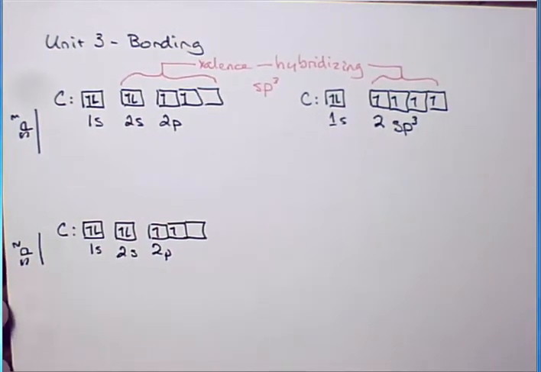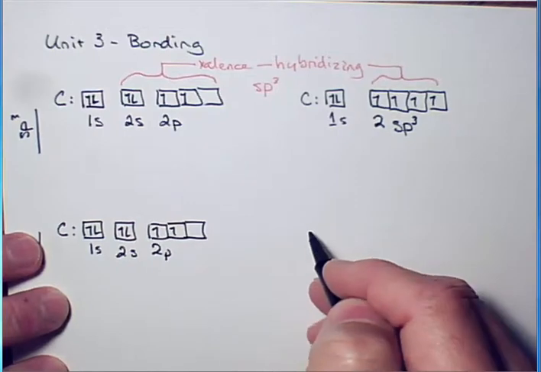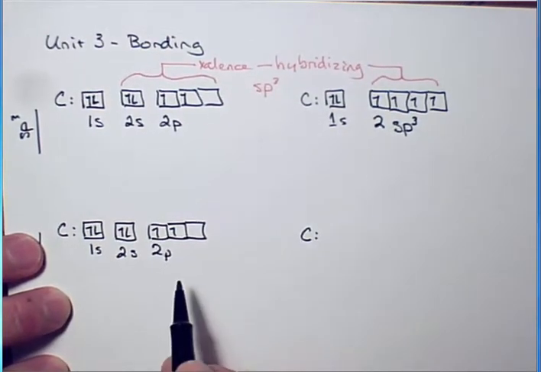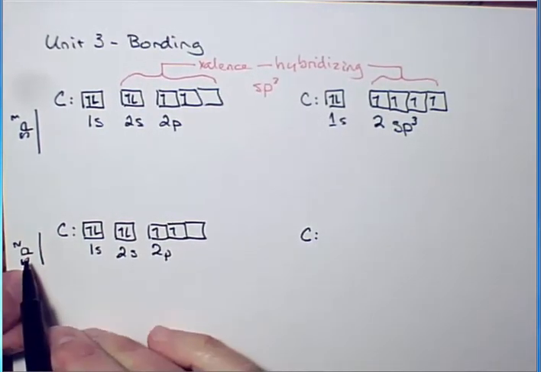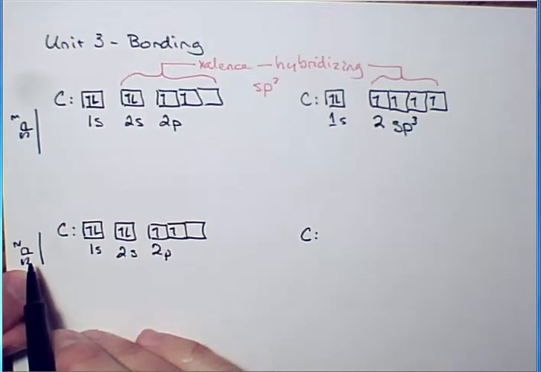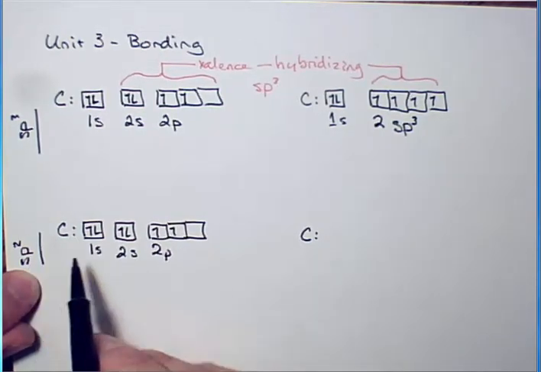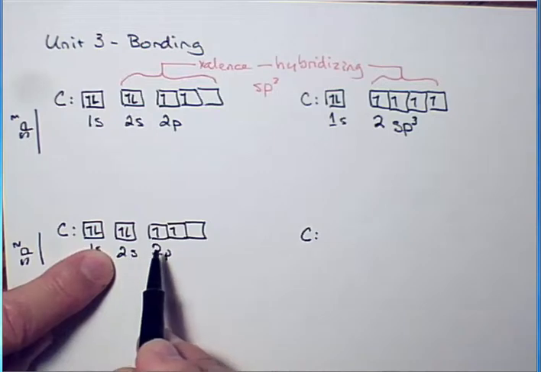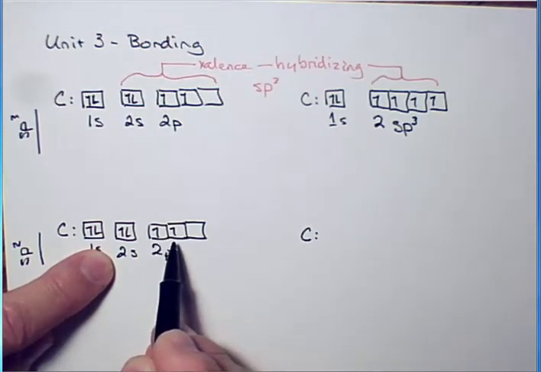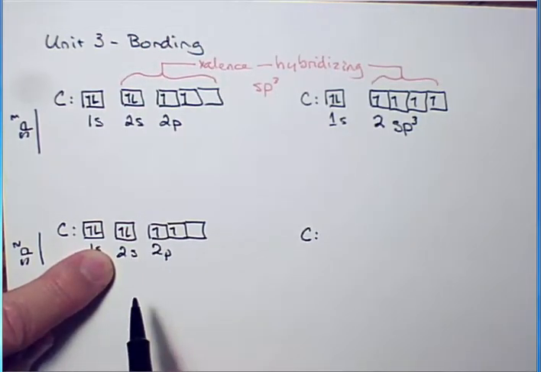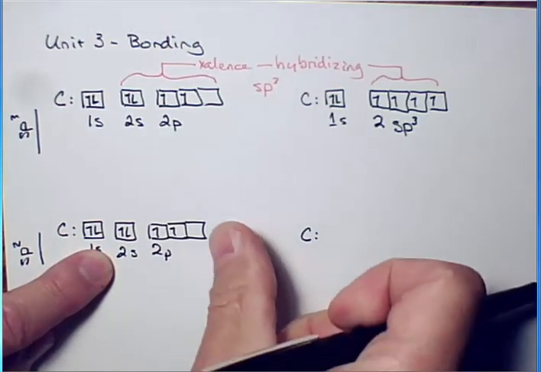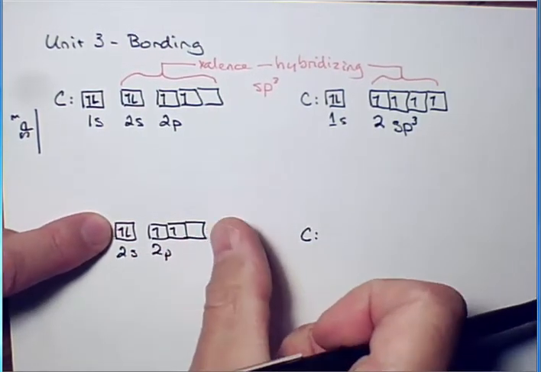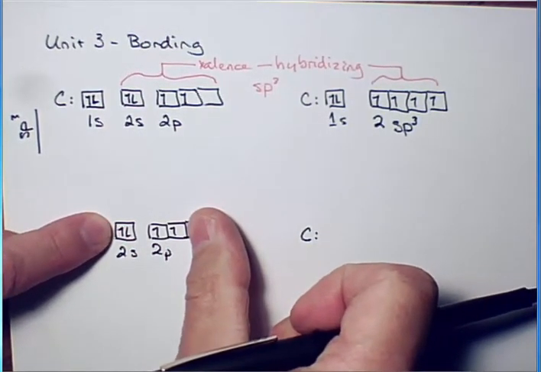All right, so for an sp2, this means that we're only going to hybridize one s orbital and 2 of the p orbitals. We're going to leave one p orbital unhybridized. So we're only going to hybridize this s orbital and 2 of the p orbitals.